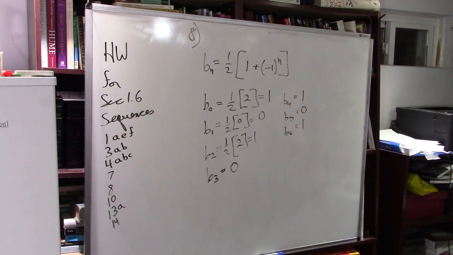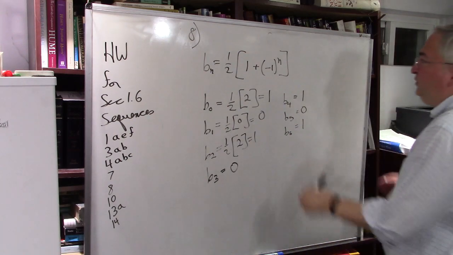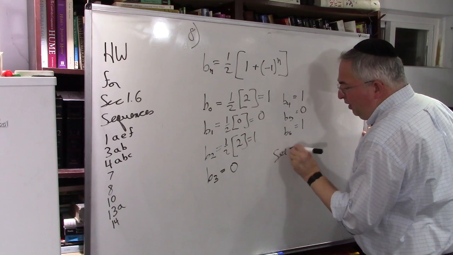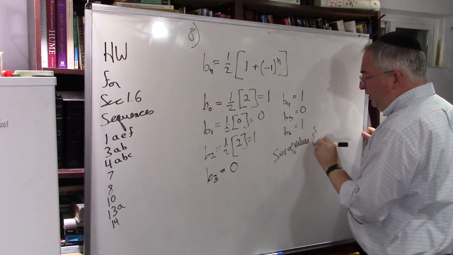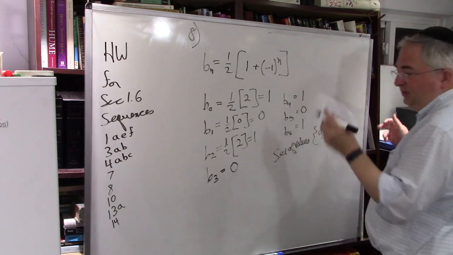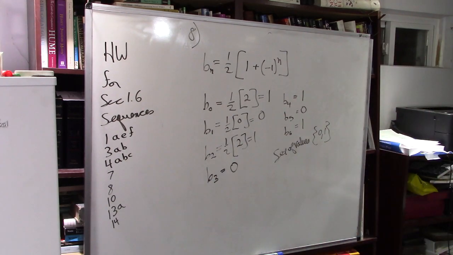Okay. Second part of the question, what is the set of values? It only can output 0 or 1. That's it. Okay. Next, number 10.